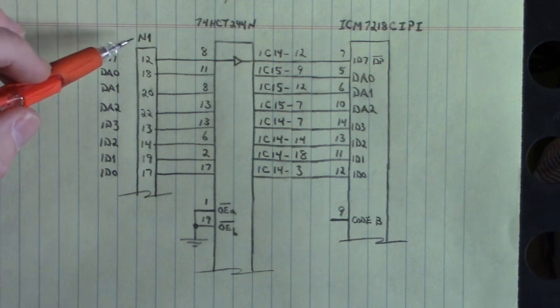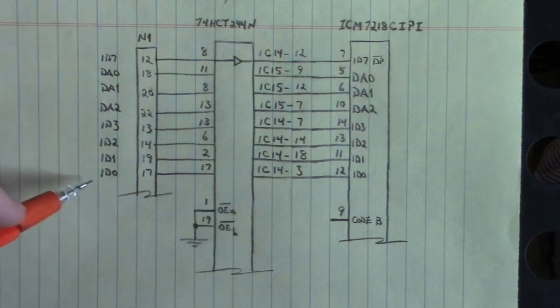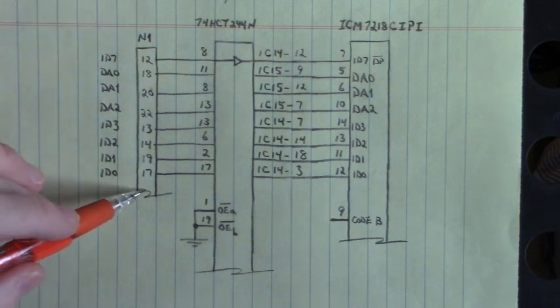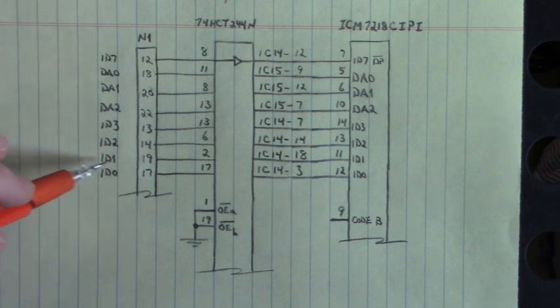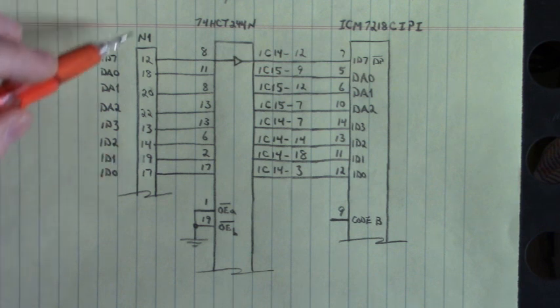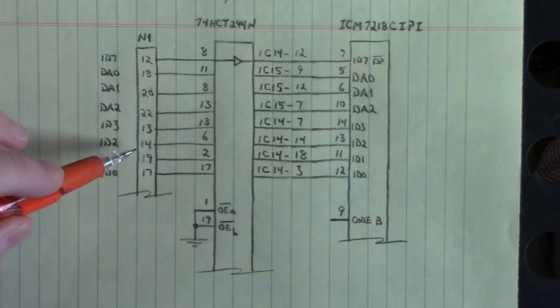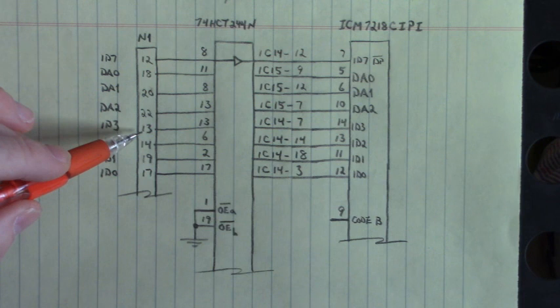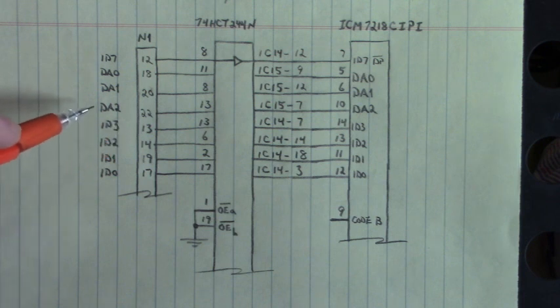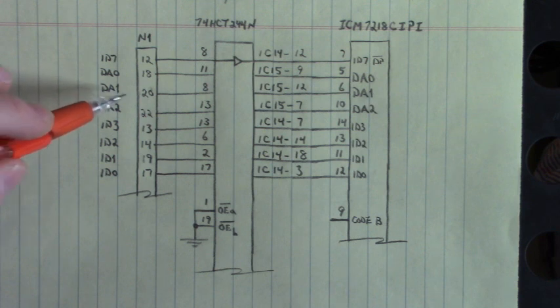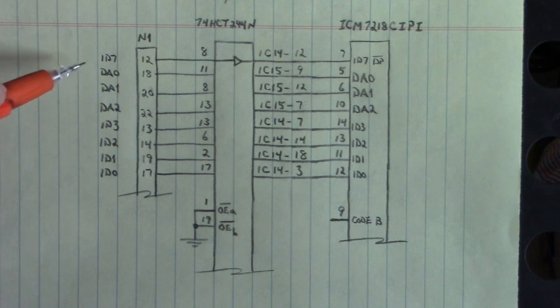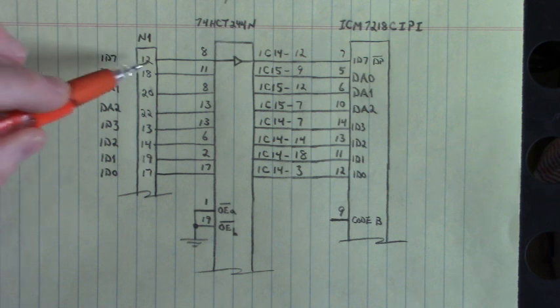The ribbon cable, ID0, is on pin 17 of that ribbon cable. ID1 is on 19. ID2 is on 14. ID3 is on 13. DA2 is on 22. DA1 is on 20. DA0 is on 18. And ID7, input data 7, is on 12.